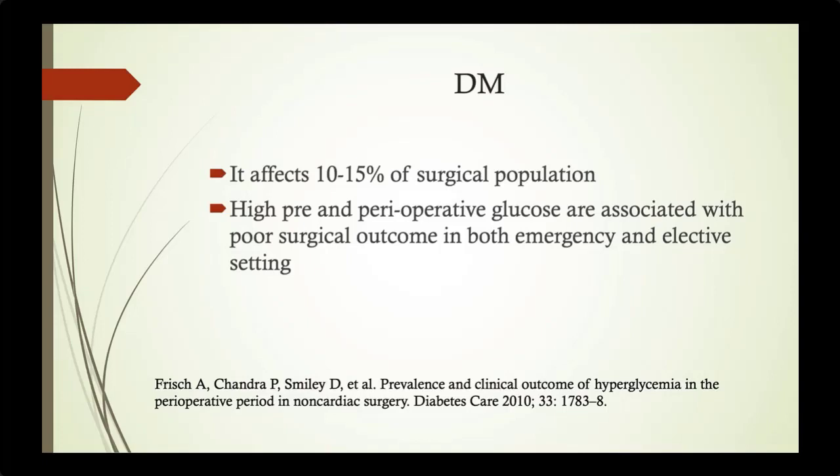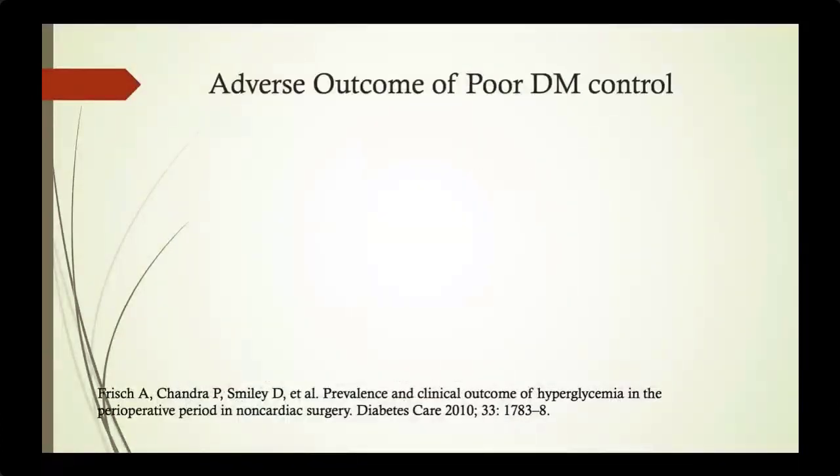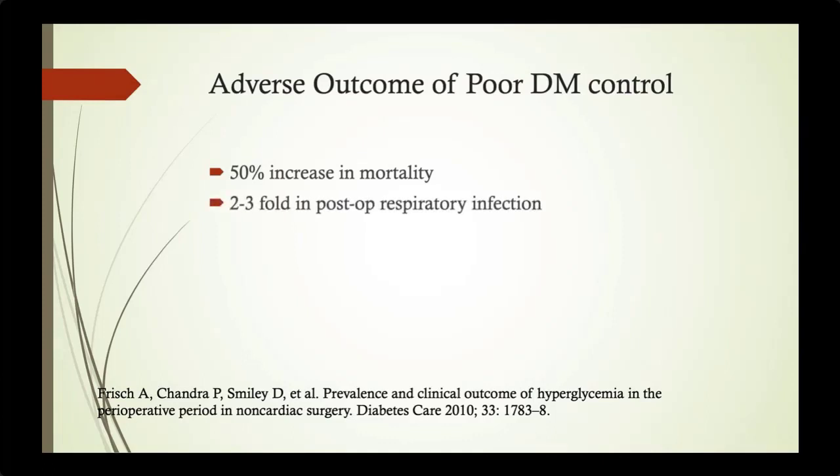It affects about 10 to 15% of our surgical population coming for surgery. They actually have a very high perioperative glucose. These patients have very high perioperative risks, whether they come for emergencies or elective settings; they usually constitute very high risk surgical patients. The adverse outcome in these patients is mainly due to a few factors. There's a 50% increase in the mortality in these patients, as evidence shows.